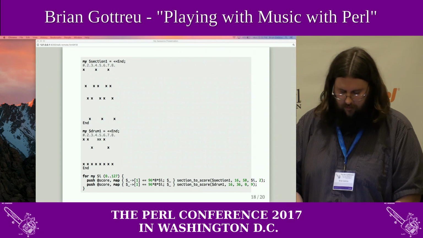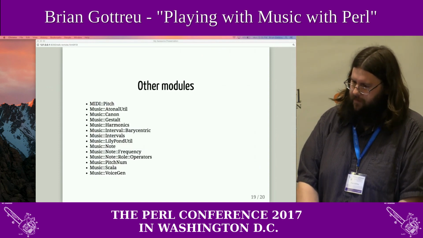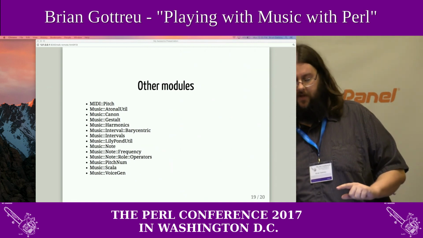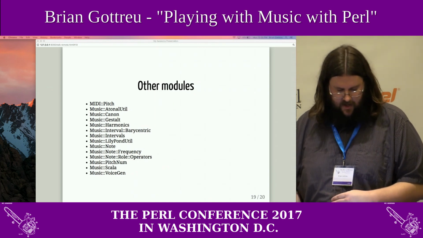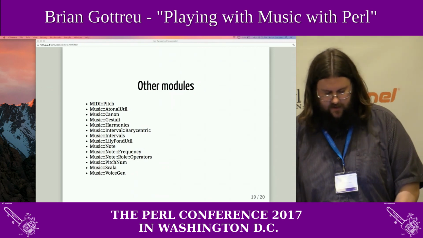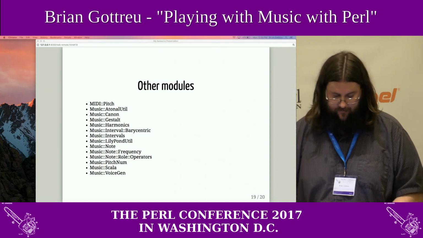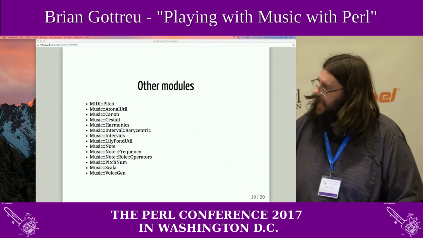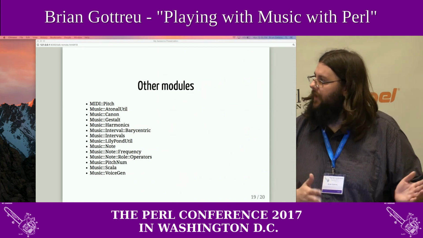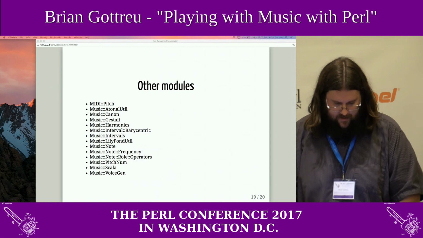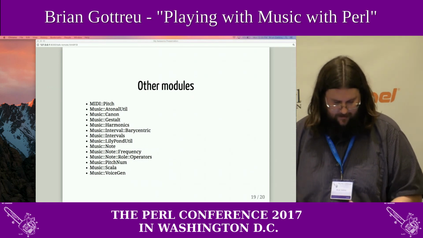And there are a whole bunch of other modules, like MIDI pitch. It provides routines for converting from a MIDI number, which is 1 to 127, with 60 being middle C, to either pitch name or frequency. There's music atone util, which has tons of utilities for all sorts of composition analysis for atonal music. There's music canon, which lets you create canons, which are like rounds, like Row, Row, Row Your Boat, where you start again halfway through. Then there's music harmonics, which you can use to calculate harmonics of a string in stringed instruments.